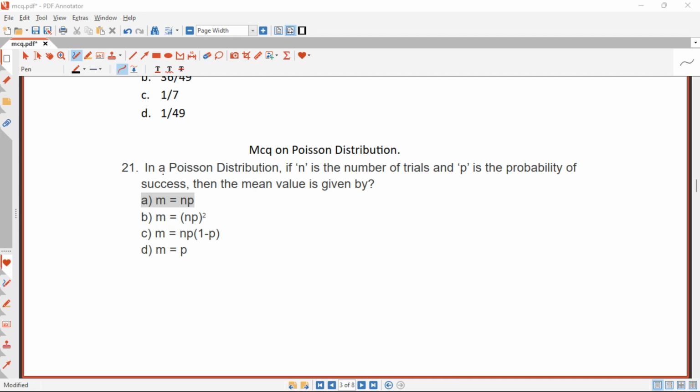It says, in a Poisson distribution, if n is the number of trials and p is the probability of success, then the mean value is given by what? So if we have n to be our sample size and p to be the probability of success, with q given as 1 minus p, and you want to get the mean for the Poisson distribution, the mean is equal to n times p, and that is our answer here.